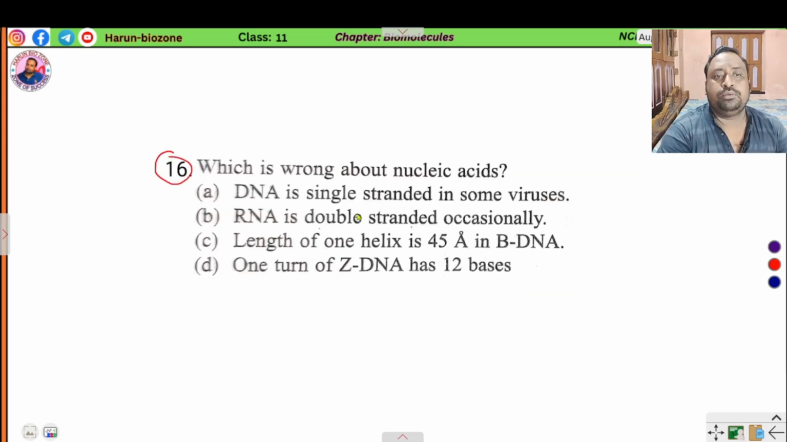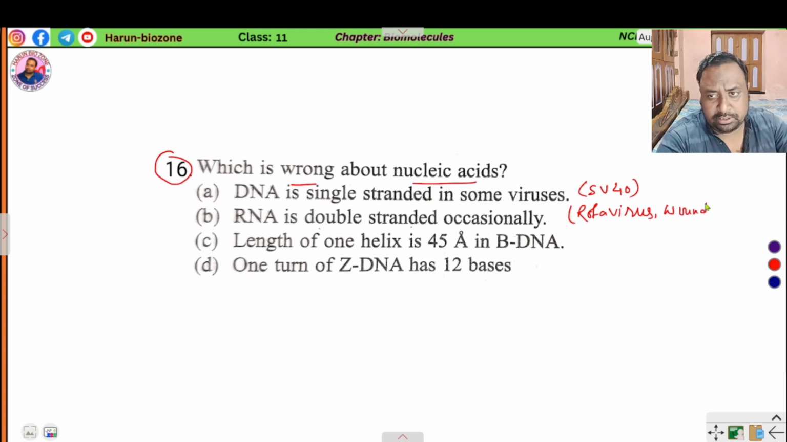Next question, 16: which is wrong about nucleic acid? DNA is single stranded in some viruses. Definitely, some DNA-containing viruses, like simian virus 40, have single stranded DNA. RNA is occasionally double stranded. In some plant viruses RNA is double stranded, as in rotavirus and wound tumor virus. Clear? Length of one helix is 45 angstrom in B-DNA.